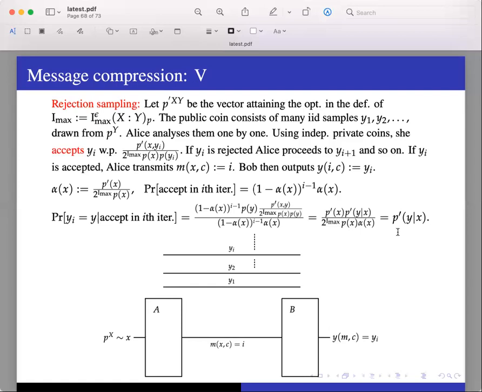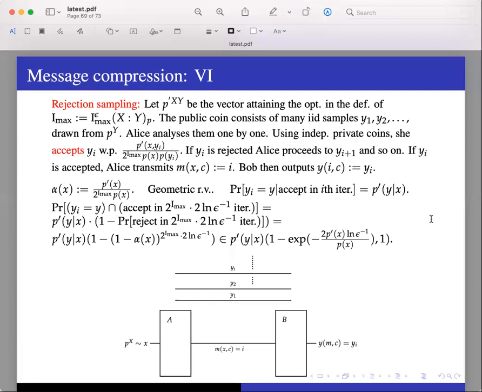Conditioned on accept in the ith iteration, the output of Bob is distributed exactly according to P prime of Y given X. Let's go ahead. So remember, this was the quantity alpha x, the iteration number of acceptance was a geometric random variable, and we also calculated that the probability that yi equals y given accept in the ith iteration is precisely P prime of y given x.